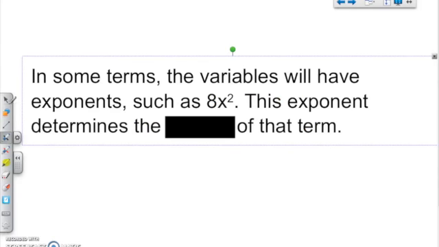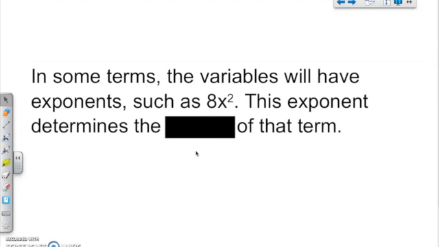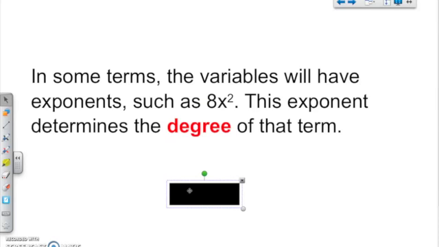Alright, so in some terms, the variable will have exponents, such as this term, 8x squared. This exponent is going to be what determines the degree of that term. In this case, this particular term would have a degree of 2, and we get that from the exponent right there.